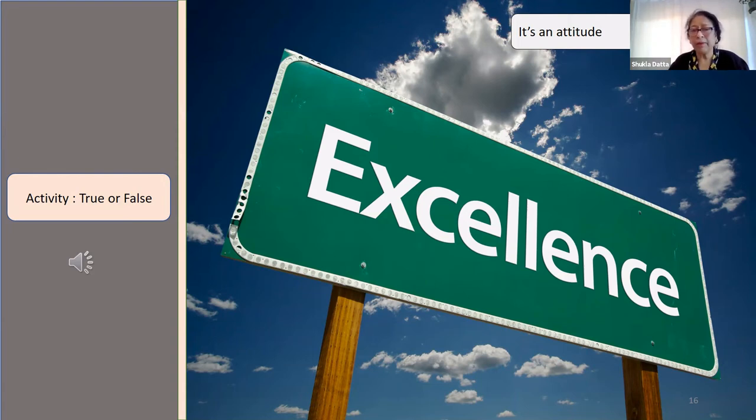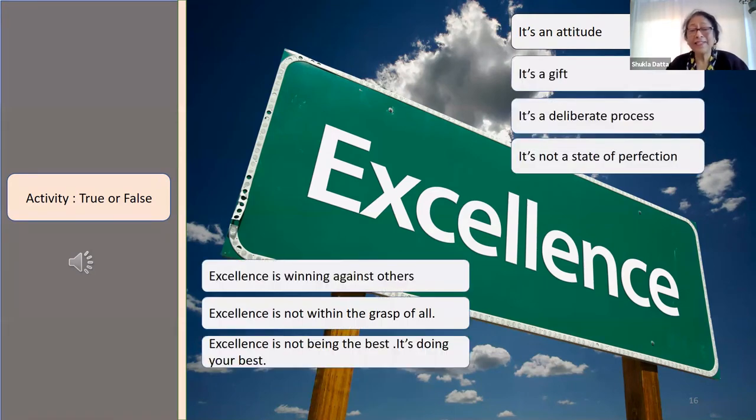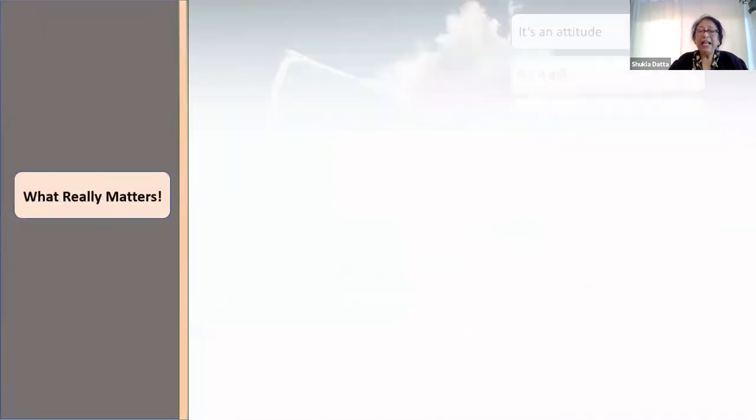Next, the last one probably. Excellence is not a state of perfection. True or false? That will be our last one. Waiting for the poll. I am so excited. Wow. I think you have got it absolutely right. Excellence is not a state of perfection, because excellence is a progression.